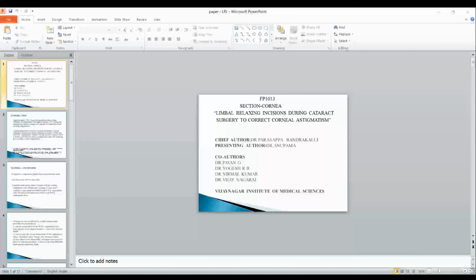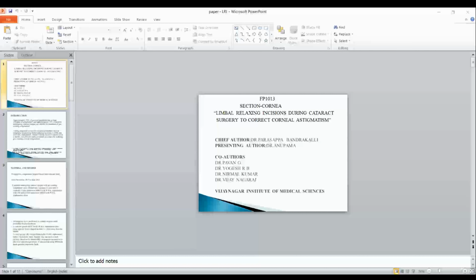Today I am going to present a paper on limbal relaxing incisions during cataract surgery to correct corneal astigmatism. Coming to the introduction, approximately 70% of the general population has at least one diopter of astigmatism, and approximately 33% of patients undergoing cataract surgery are eligible for treatment of pre-existing astigmatism. Among astigmatic corrective surgical procedures such as astigmatic keratotomy, limbal relaxing incisions, LASIK, and toric IOL implantation, limbal relaxing incision is known to be a useful, cost-effective, convenient procedure for reducing pre-existing corneal astigmatism.